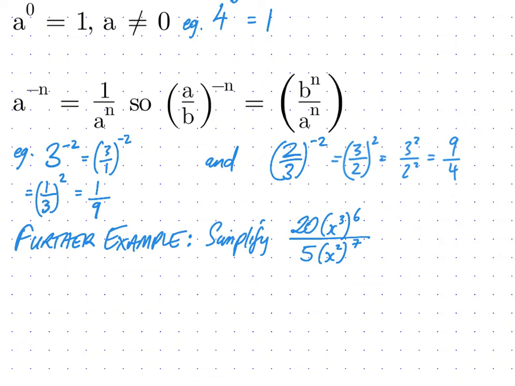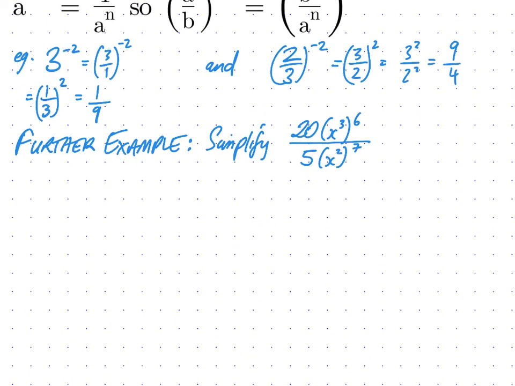We've got another example here, but this is an example of some working out that you might do in a test or your practice exercises. It's combining all of the index laws that we've done so far, possibly into the one question. So what do we have here? 20 times x cubed, all to the power of 6, divided by 5 times x squared, all to the power of 7.